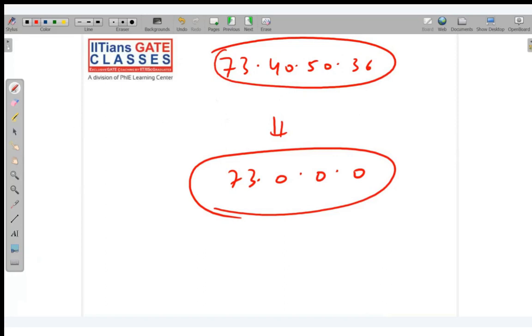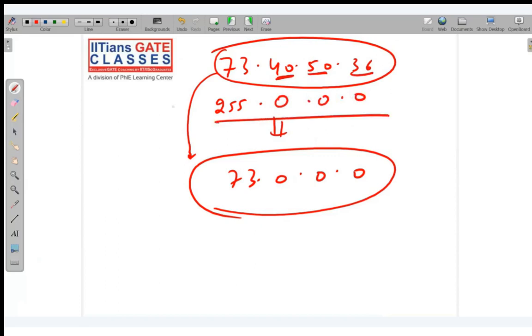I will simply say for 73 I want 73, so I will put here 255. For 40 we want 0, so anything I want 0. Here anything I want 0. Here anything I want 0. So I have to do 0.0.0. And what operation am I doing? AND. Bitwise AND I am doing. And finally I will get this 73.0.0.0. Any doubt?